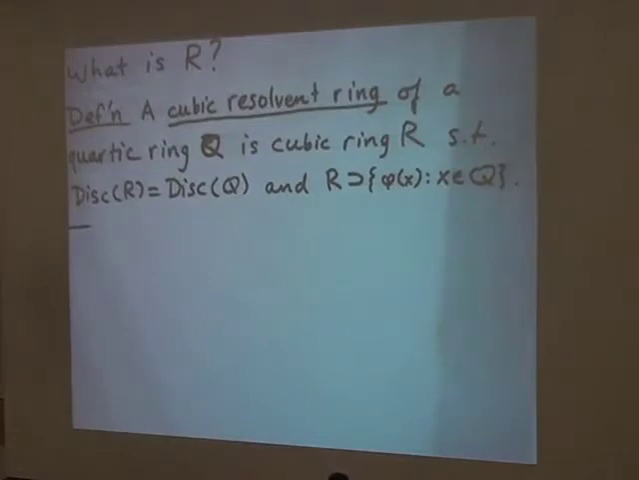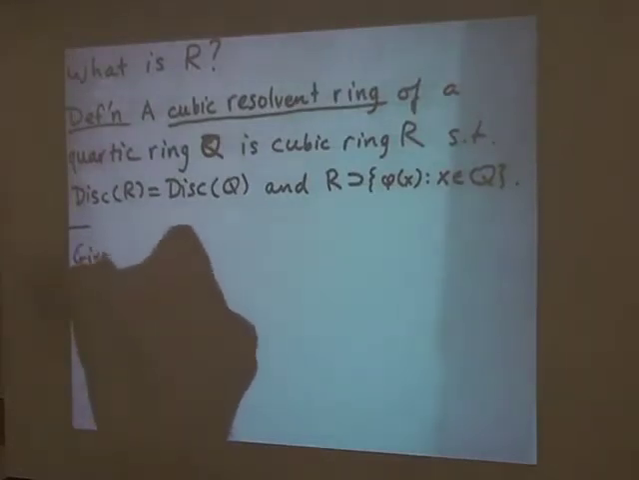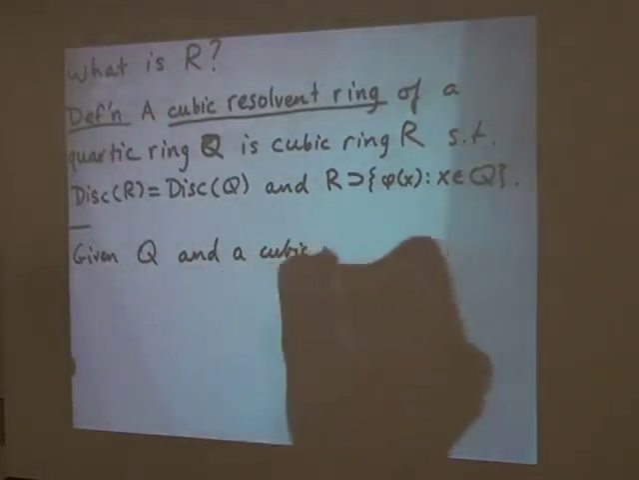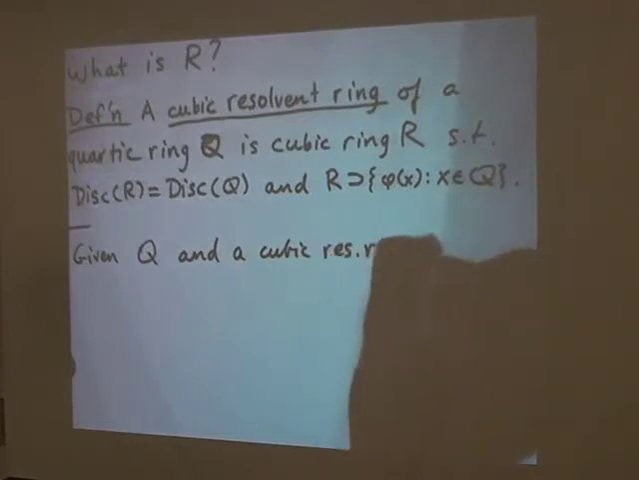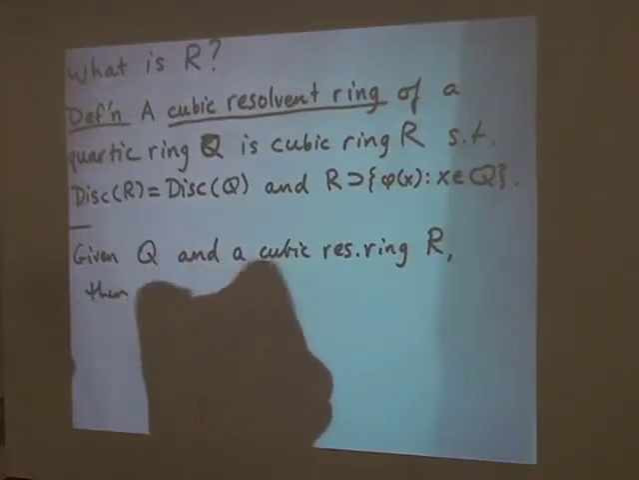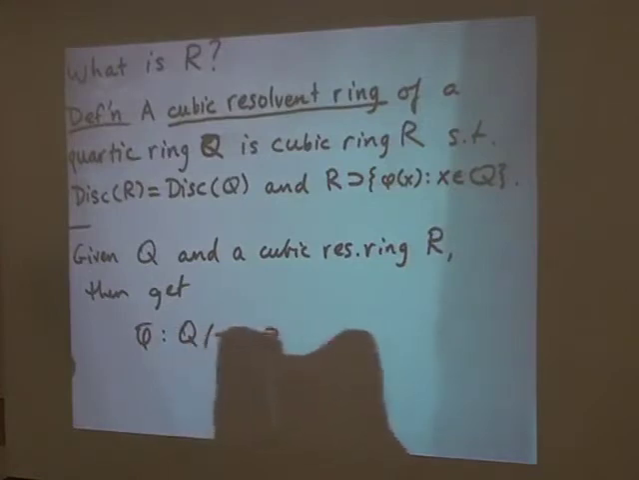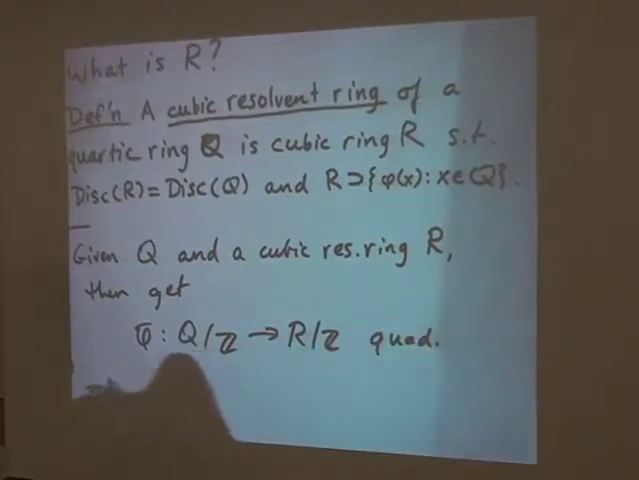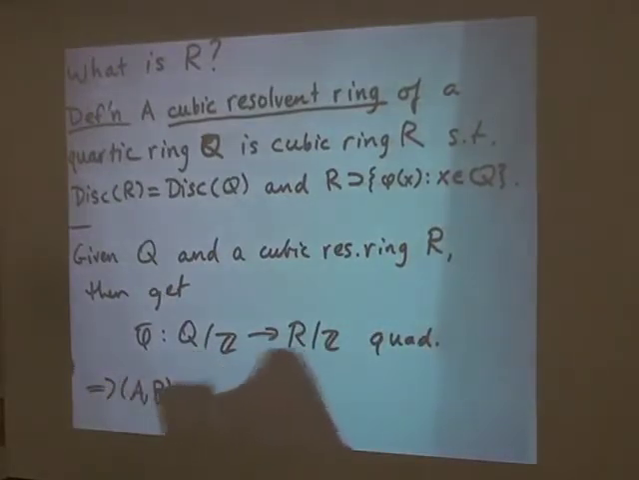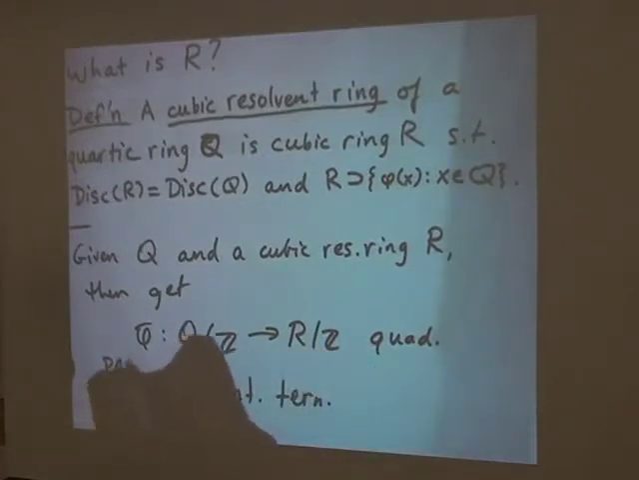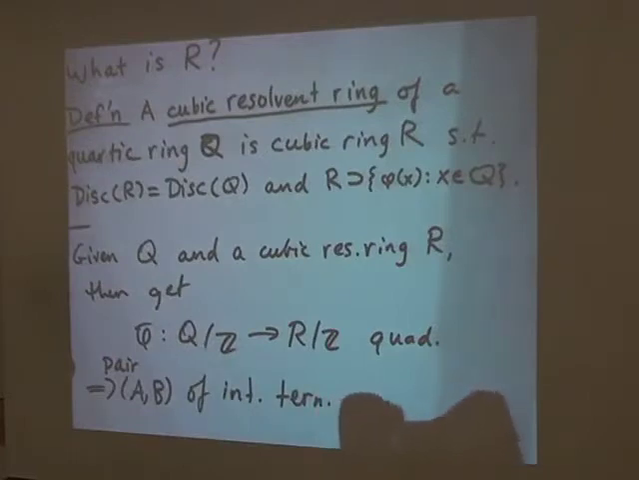Okay, so in any case, once you're given a quartic ring Q and a cubic resolvent ring R with these properties, then you get a map phi bar from Q mod Z to R mod Z. This is the quadratic map, which gives rise to this pair AB of integral ternary quadratic forms.